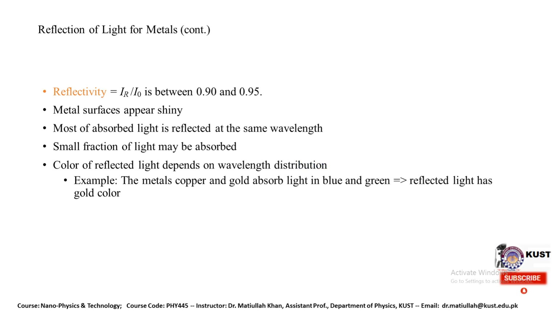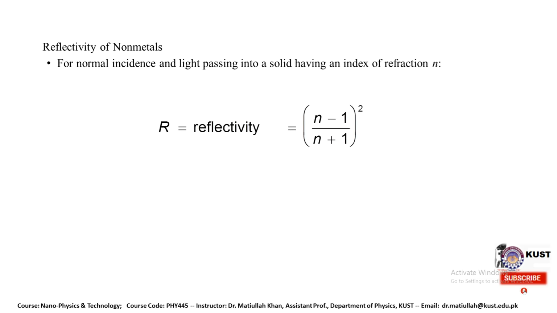Again, reflectivity is the ratio between I_R and I naught, and its value lies between 0.90 to 0.95. Metal surfaces look shiny, and most of the absorbed light is reflected at the same wavelength. A small fraction of light may be absorbed, and the color of reflected light depends on the wavelength distribution. Just like in the case of metals, copper and gold absorb light in blue and green, and the reflected light has a gold color. And that reflection is expressed in the term called reflectivity.